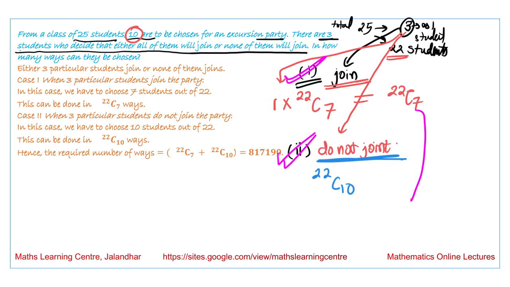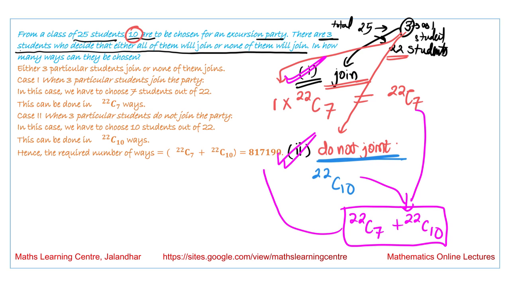So the final answer we obtain is by the fundamental theorem of addition. The answer we get is 22C7 plus 22C10, and if you solve both these values, the answer you obtain is 817,190. This is the answer you obtain in this case.